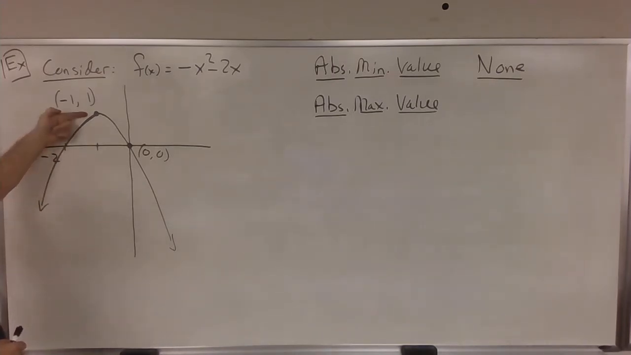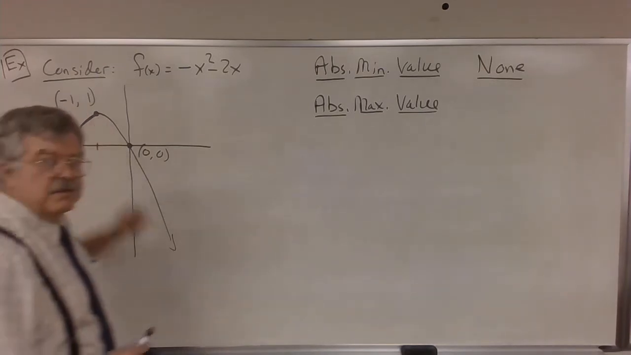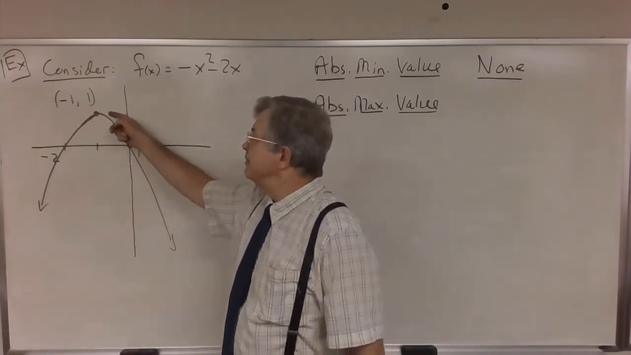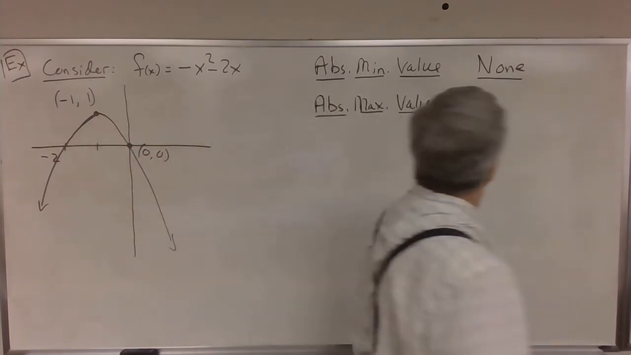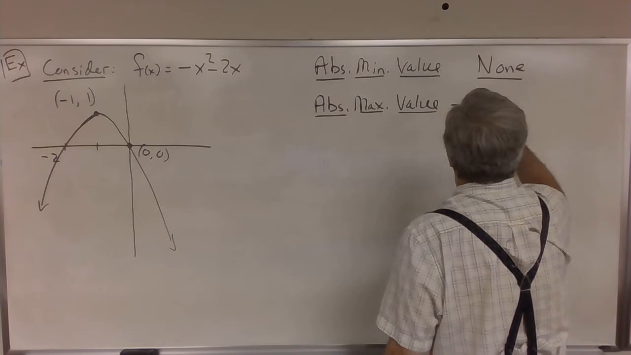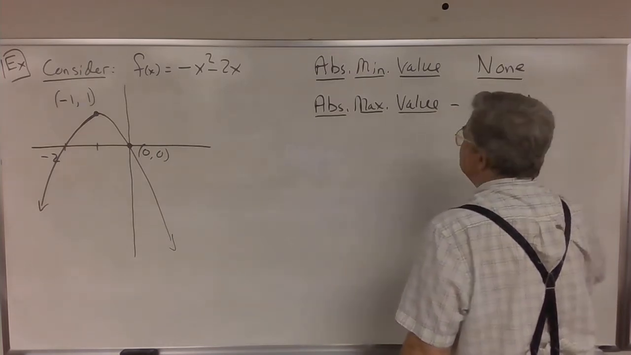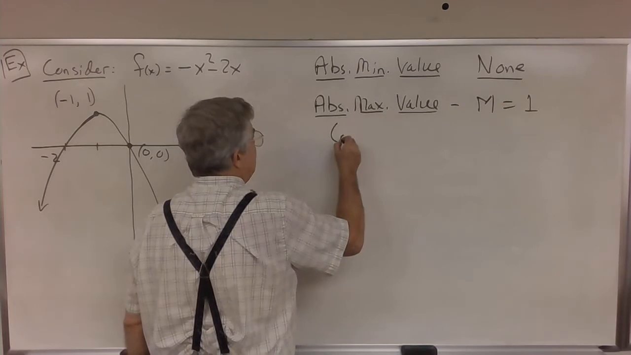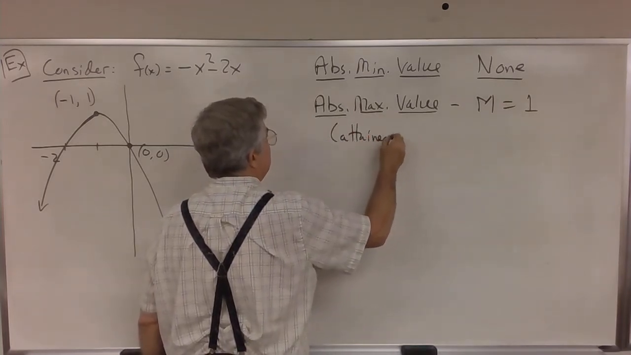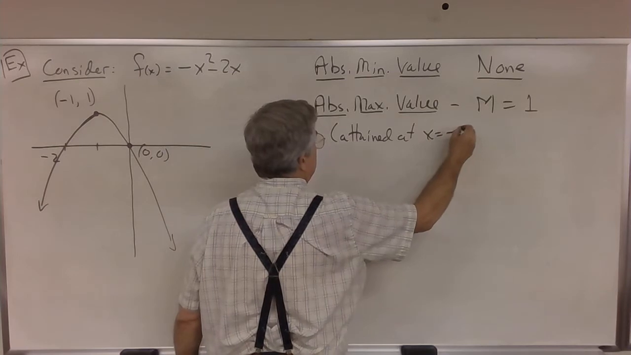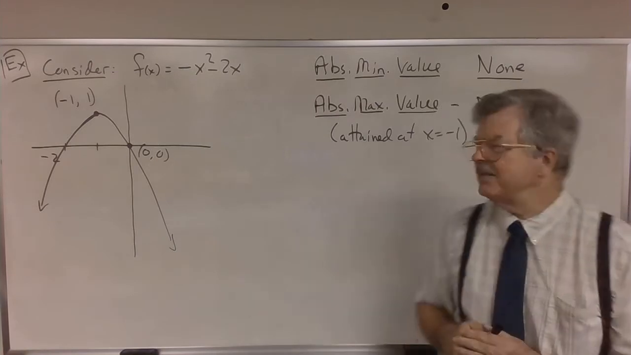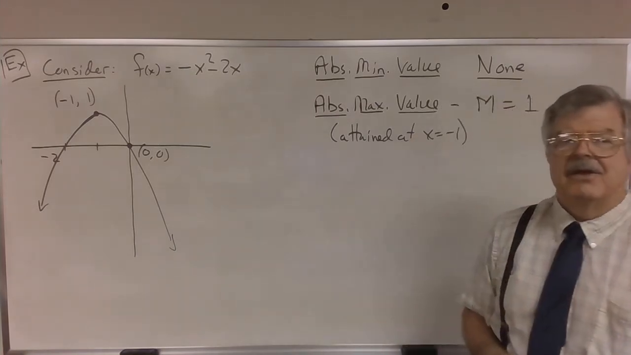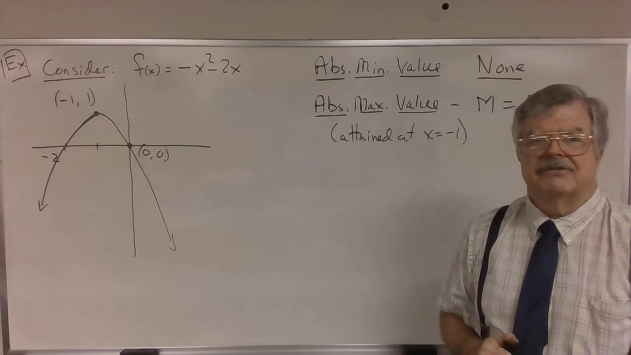So it looks like we have the absolute maximum value attained at this point. And what is the absolute maximum value? It's positive 1, isn't it? So let's write that down. Capital M equals positive 1. And let's also note the x value where it's attained. Now, why is this so important? Why do we need to know the value of x where we've attained the absolute maximum value?